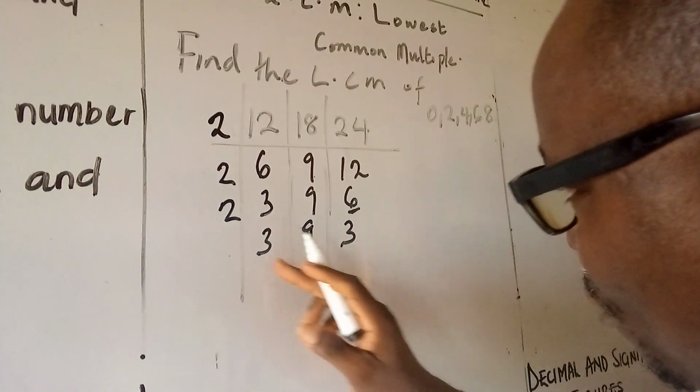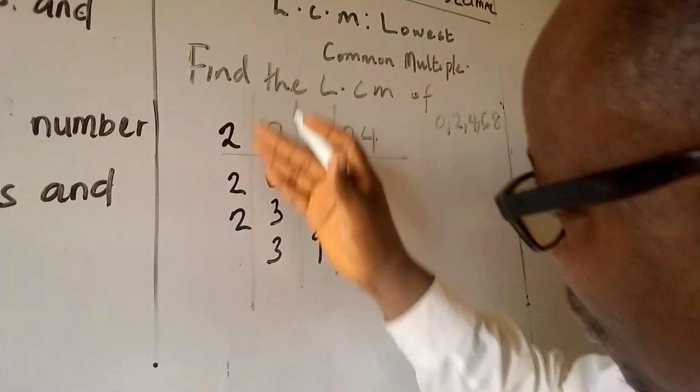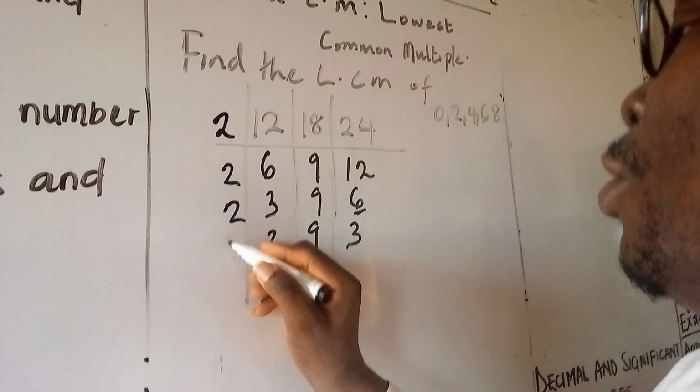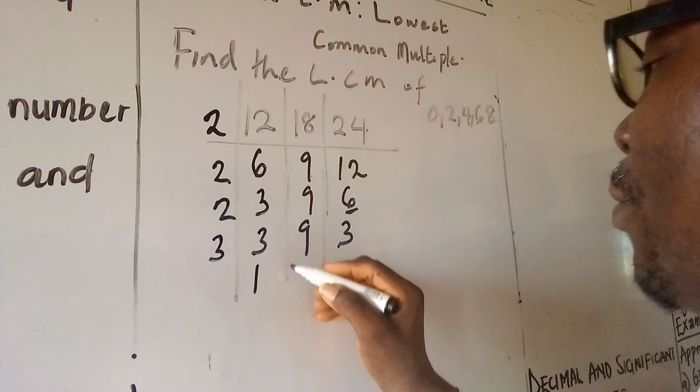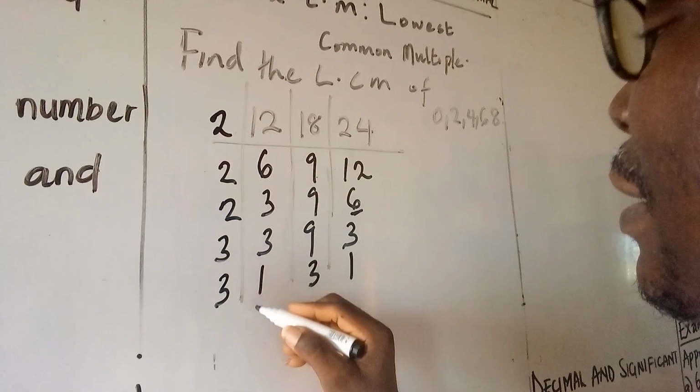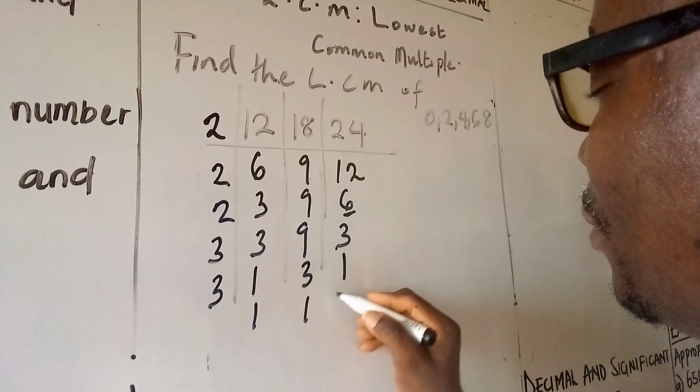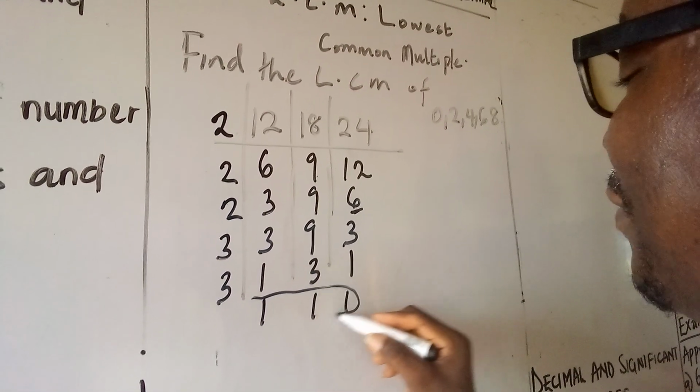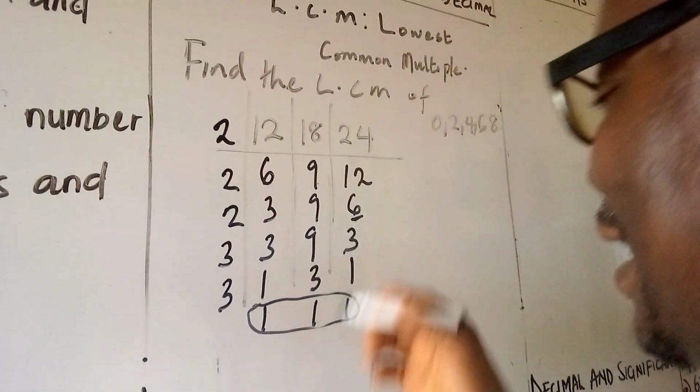The next value that can go, you can see, is 3. Because we just treated 2, we check if 3 can go. So 3 can go here: in 3, 1; in 9, 3; in 3, 1. 3 can go again. You get 1 here, 1, 1. So you solve till you get everything at 1, 1, 1. Then you know your LCM.